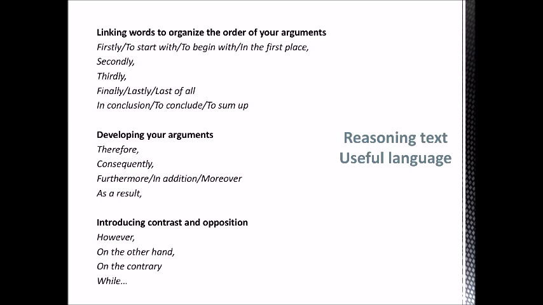The first ones, I have tried to organize them into categories. The first ones you can use in order to organize the order of your arguments, like firstly, secondly, thirdly, and so on. The second category is developing your arguments. So how can we do that? To give further information and to add something. We have worked with this before. And the last one is for introducing contrast and opposition. So if we have given the reader one opinion, how can we put this in contrast to something else? Using "on the other hand" or "on the contrary". And since this isn't an argumentative essay, you should give us different opinions without taking a stand.